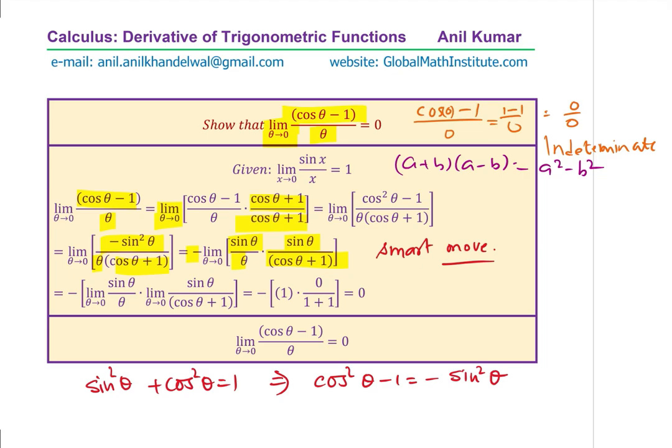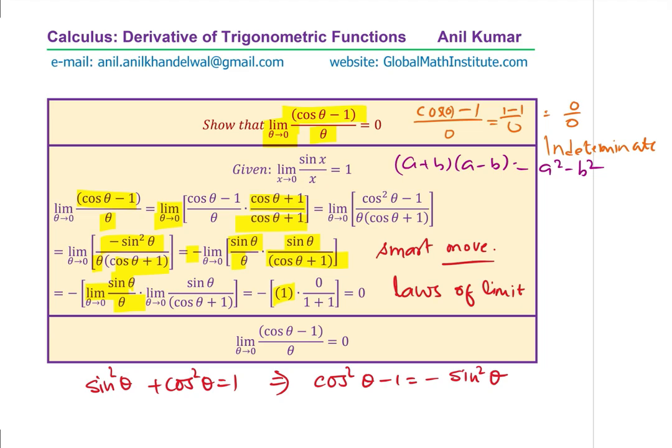What that results into is that we can now use the laws of limit. Limit of the whole function is equal to the limit of individual parts and their addition and subtraction. So, minus outside, limit theta approaches 0 for sine theta over theta times limit theta approaches 0 for sine theta over cos theta plus 1. Now we know that this limit is 1. We just proved it, correct? So, that is 1 for us.